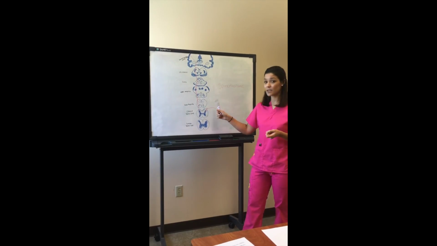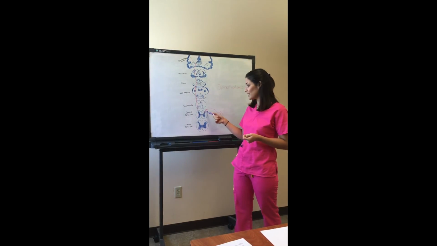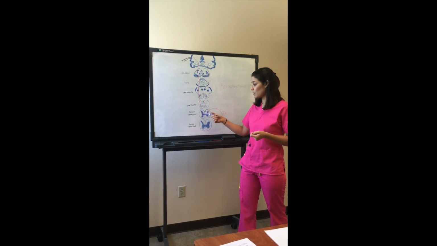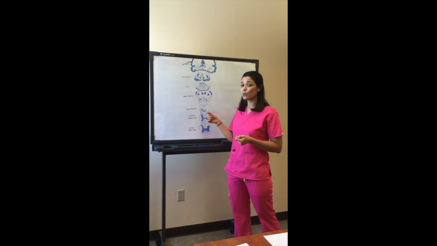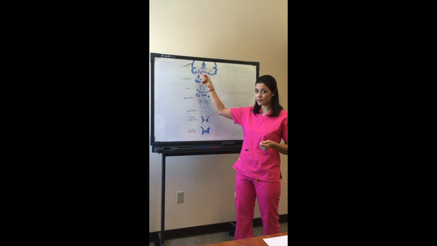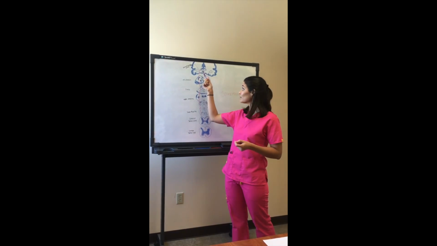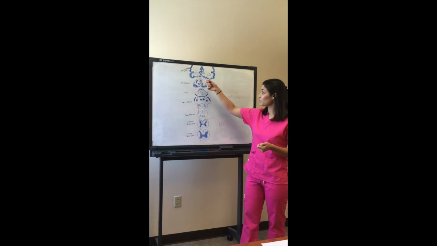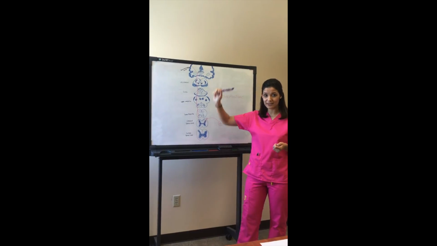We will have here the second order neuron, which is going to cross immediately at the level of the cord, and it's going to come to the contralateral side. And from here, it's going to rise up very laterally through the white matter all the way to the thalamus. And here, it's going to synapse at the VPL of the thalamus, which is where we're going to have our third order neuron. And from here, it's going to send out information to the somatosensory cortex.